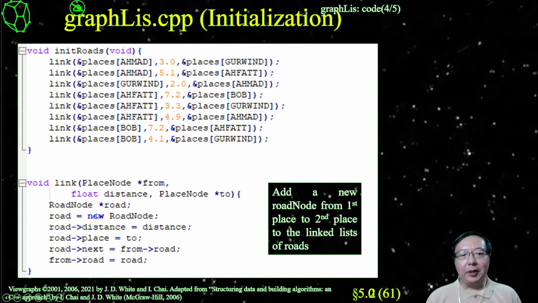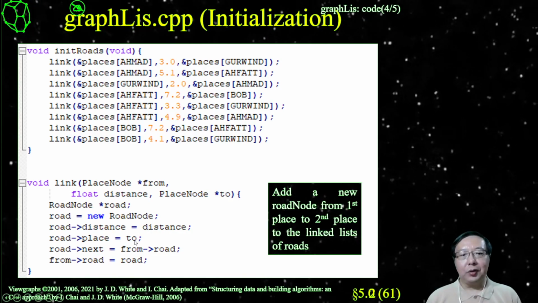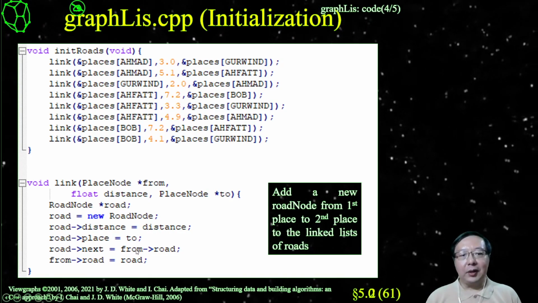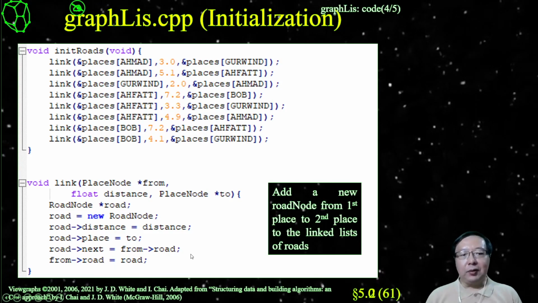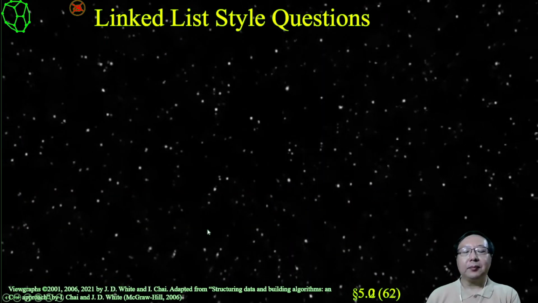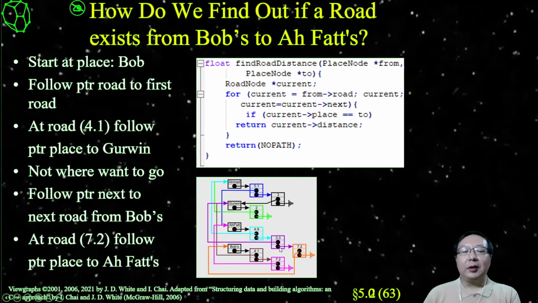So the road node, it makes a new road node, it goes to the distance. The place is the to. Okay? And the road next to from road. And the road here goes to the road. So, okay, let's look at it.